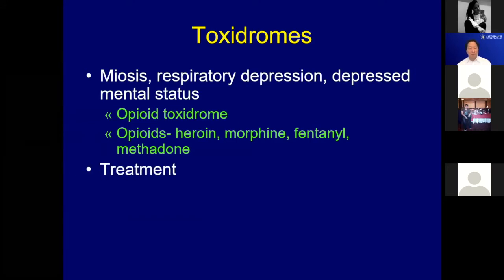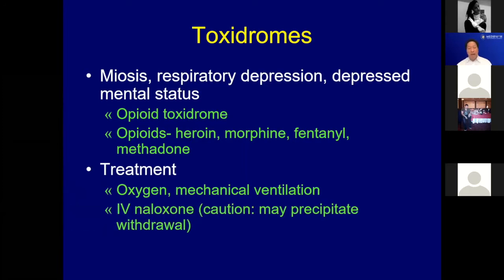And what's the treatment? Okay, naloxone is our antidote, but if it's mild cases, it's just supportive care, oxygen, mechanical ventilation. How do you dose naloxone? Oh, someone said naltrexone. Naltrexone is an opioid antagonist, but for the purposes of treating an acutely overdosed patient, it's not a good thing.